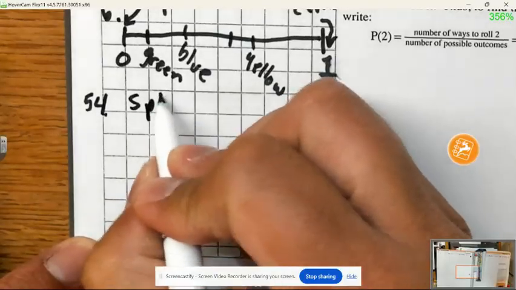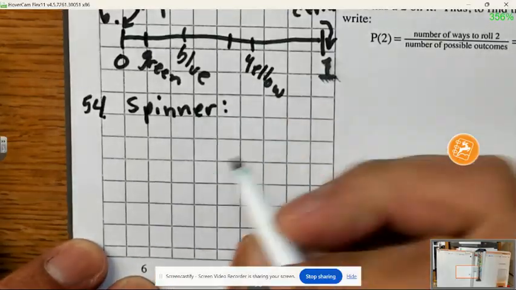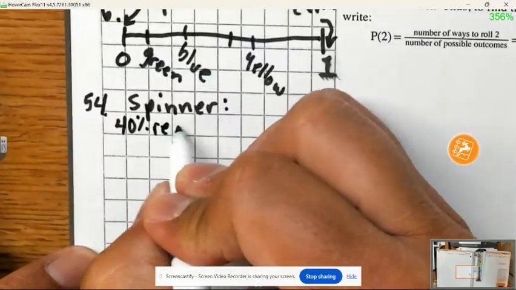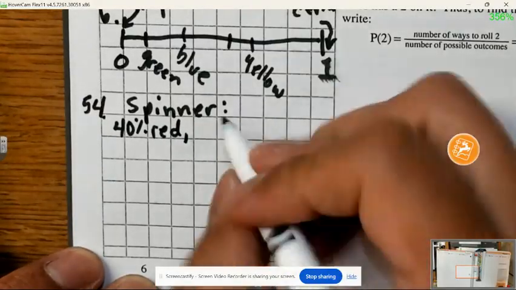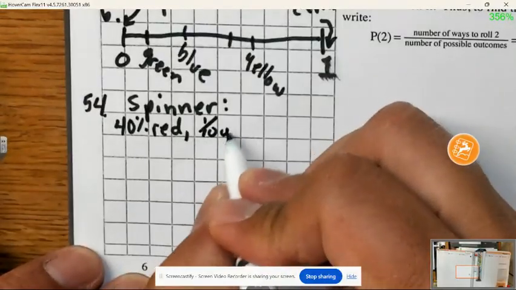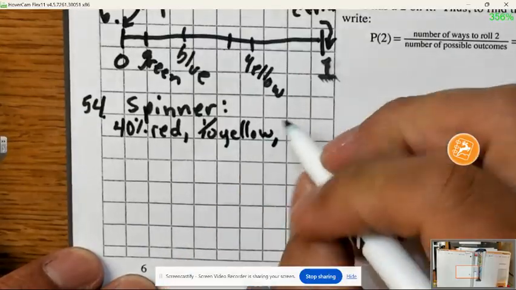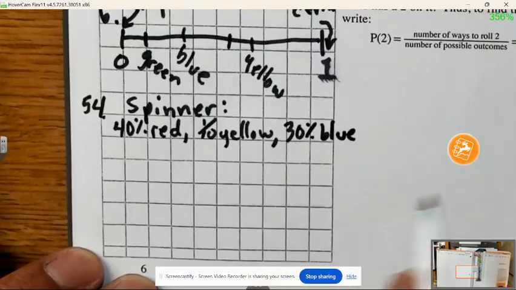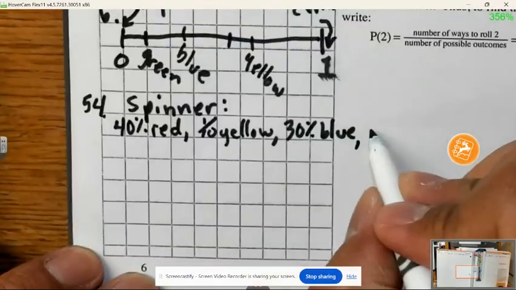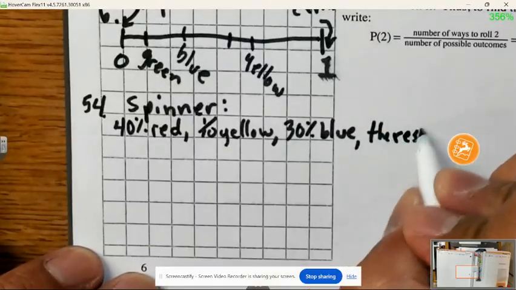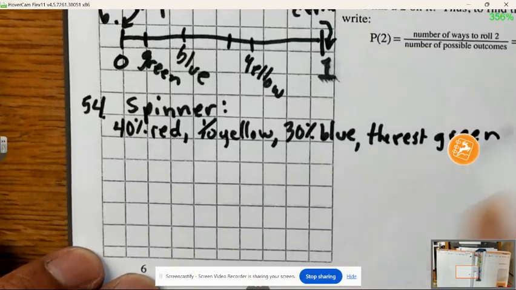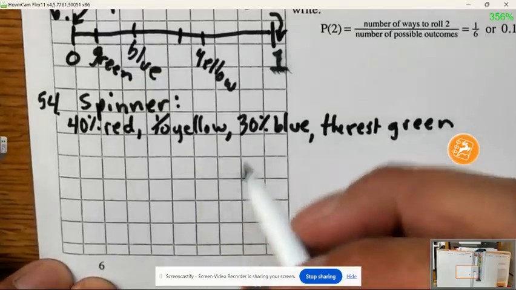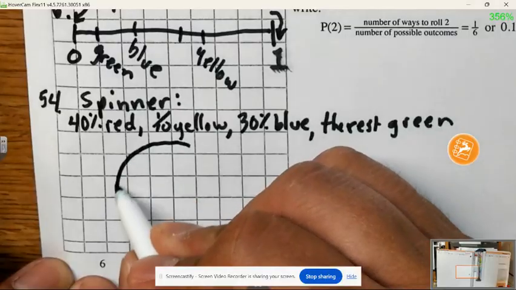And we're talking about a spinner, which is 40% red and 1/10 yellow and 30% blue and the rest green. Okay, now let's go ahead and draw the spinner. What do you think this spinner looks like?